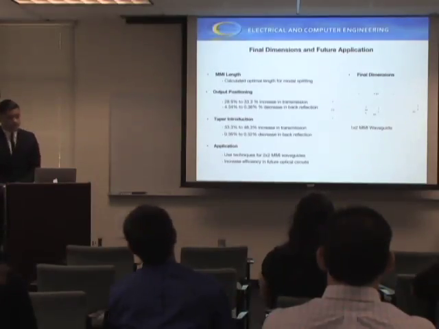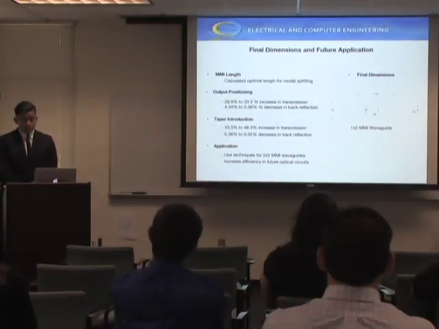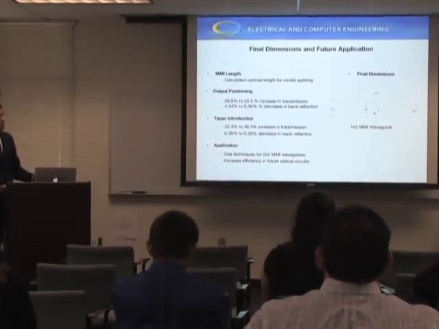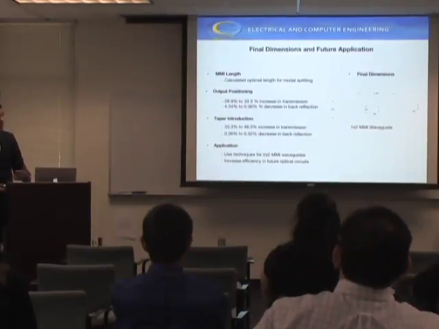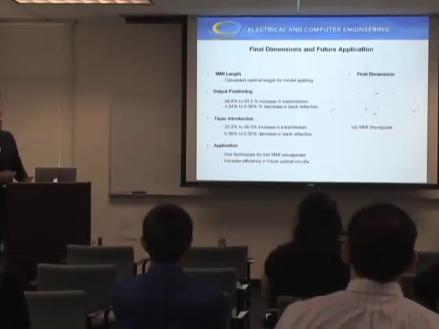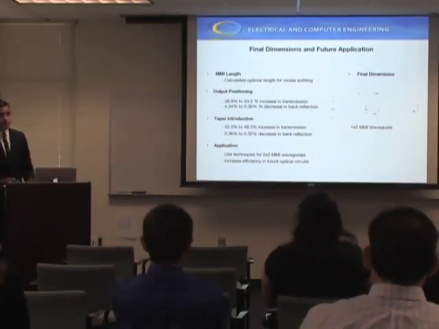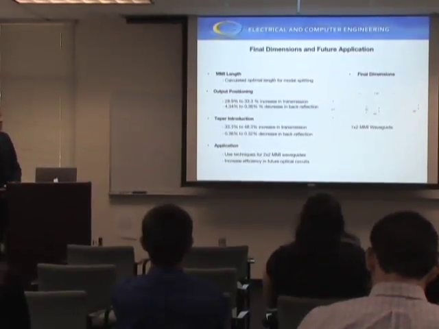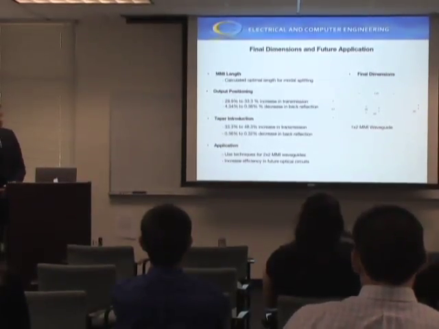So basically for the future, we can use mathematical analysis to have a starting point for our dimensions of MMIs, not just 1x2s, 2x2s, 3x3s, and far more complicated waveguides. And with that, we can introduce these techniques, tapers, different lengths, different dimensions, to increase and optimize these components that are used a lot in these optical circuits, and overall increasing efficiency of our optical circuits.